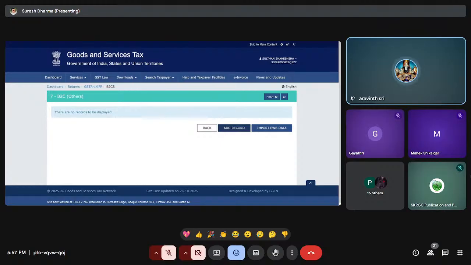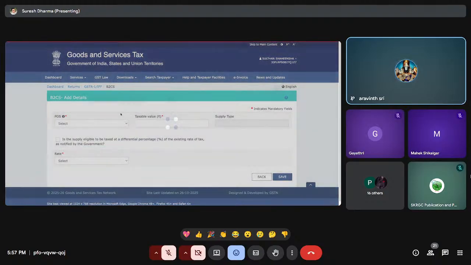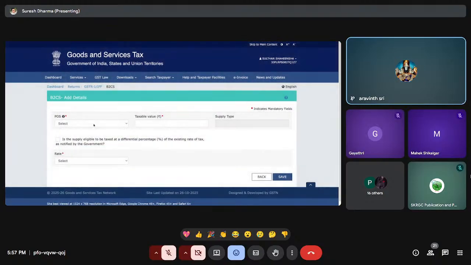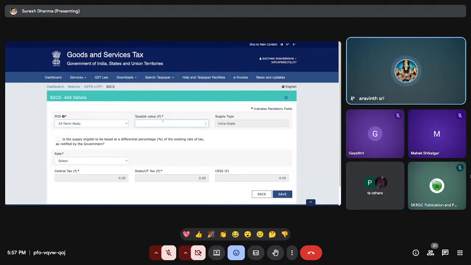So I just put the per t-shirt rate for the total number of t-shirts sold to customers. I put a whole rate in this record. I simply put the point of sale. Where is the point of sale? I sell all my t-shirts within the state, intra-state, so Tamil Nadu. What is the total sales amount? I have 1 lakh sales amount. Within this 1 lakh, so many t-shirts are there, so many consumers are there.